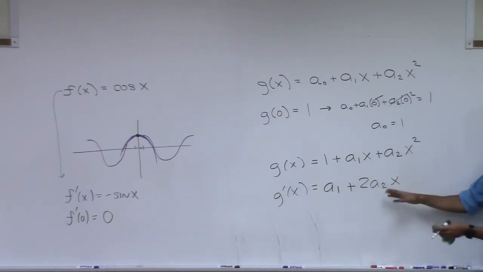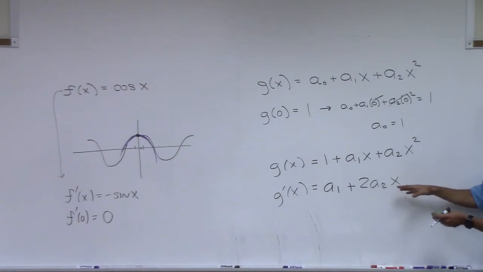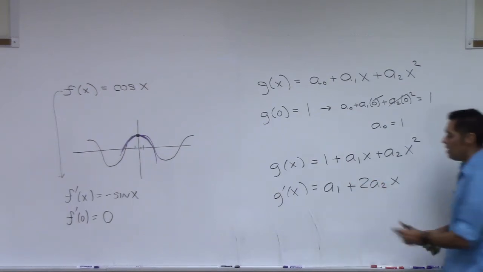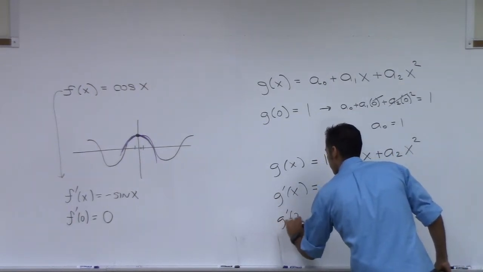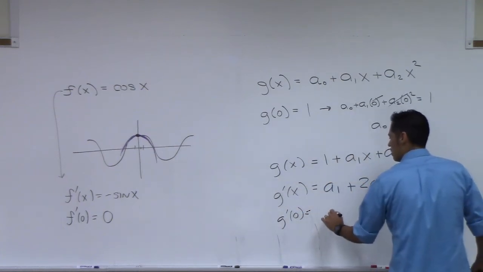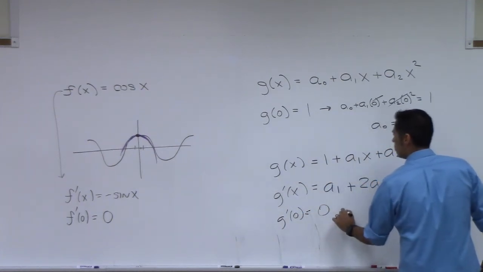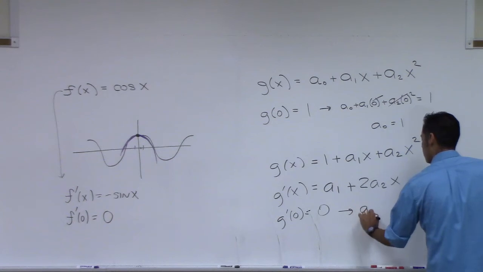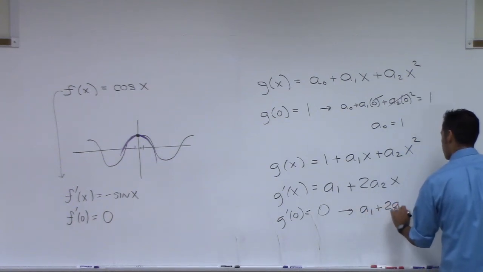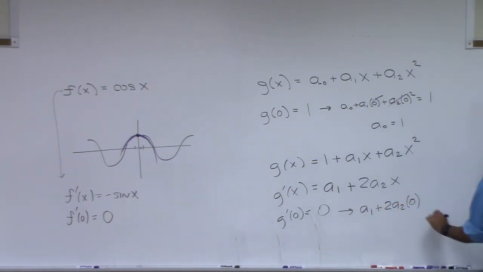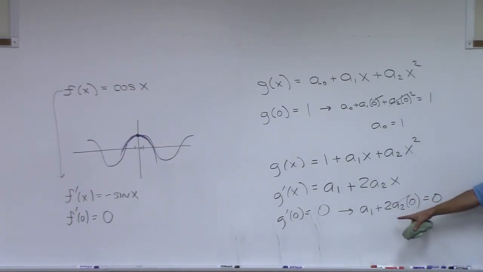And what do I really want this to do? Match up to that, right? So I want that when I plug 0 into this, I get, what, 0? But that means that a sub 1 plus 2 times a sub 2 times 0 must be equal to 0. This goes away, and what does that tell me a sub 1 needs to be? This a sub 1 needs to be 0.